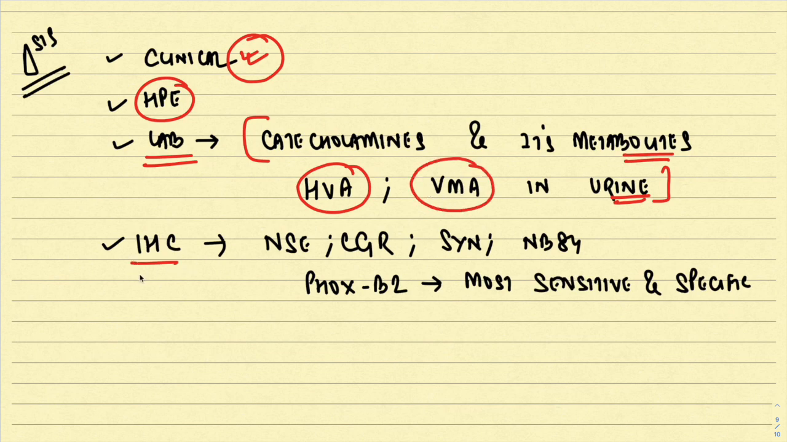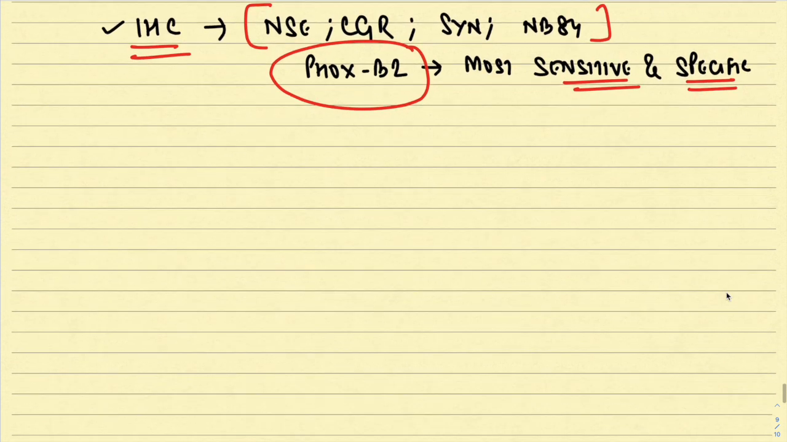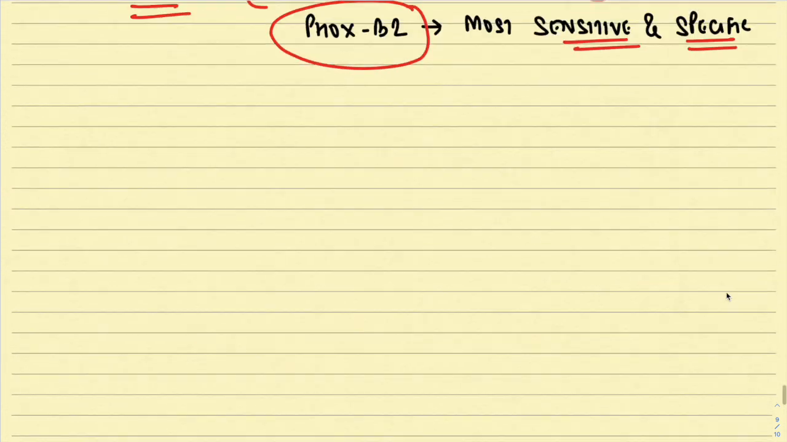Now immunohistochemistry, if you can do it, neuroblastoma is positive for NSE, chromogranin, synaptophysin and NB84. NSE stands for neuron specific enolase. One of the newest markers that has been discovered is PHOX2B, which is now the most sensitive and specific marker of neuroblastoma. So with this, we have completed neuroblastoma in detail.